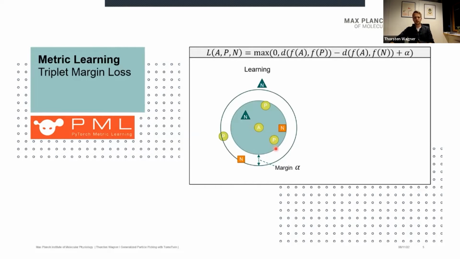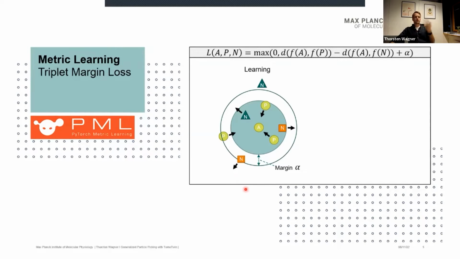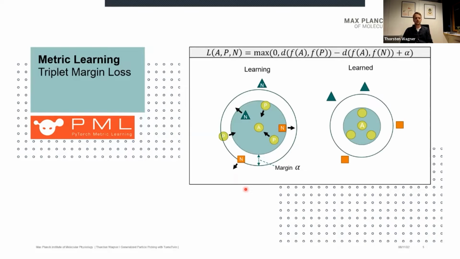And to minimize the loss, it needs to pull the anchor and the positive class close together and push the negative away from the anchor. But it will not push it further away than a certain distance from the positive, the so-called margin. And after training is finished, you hopefully end up with a nicely organized embedding space.